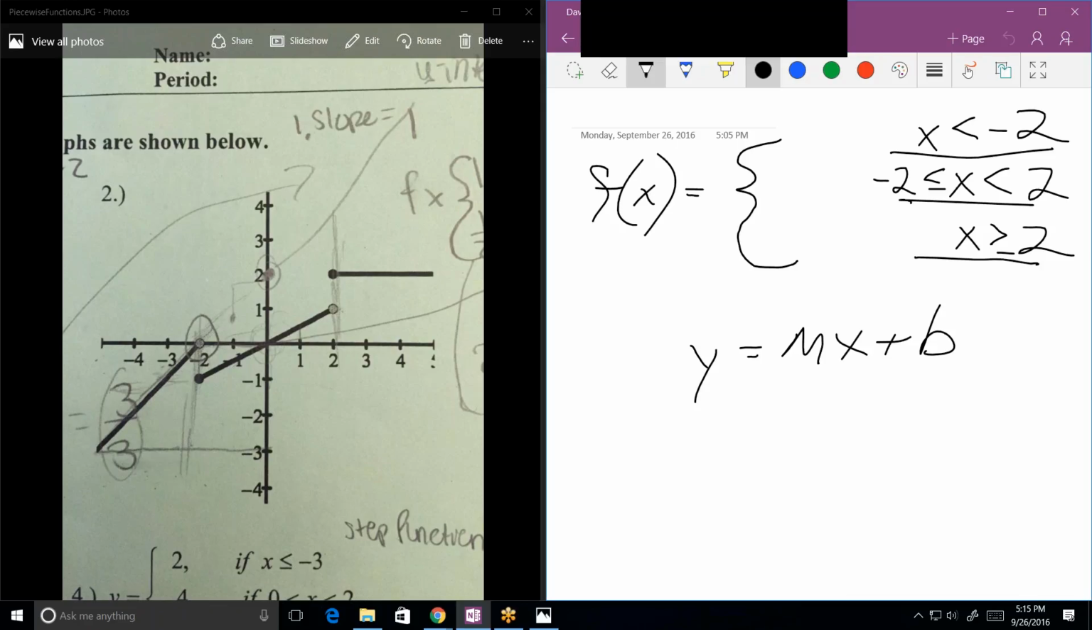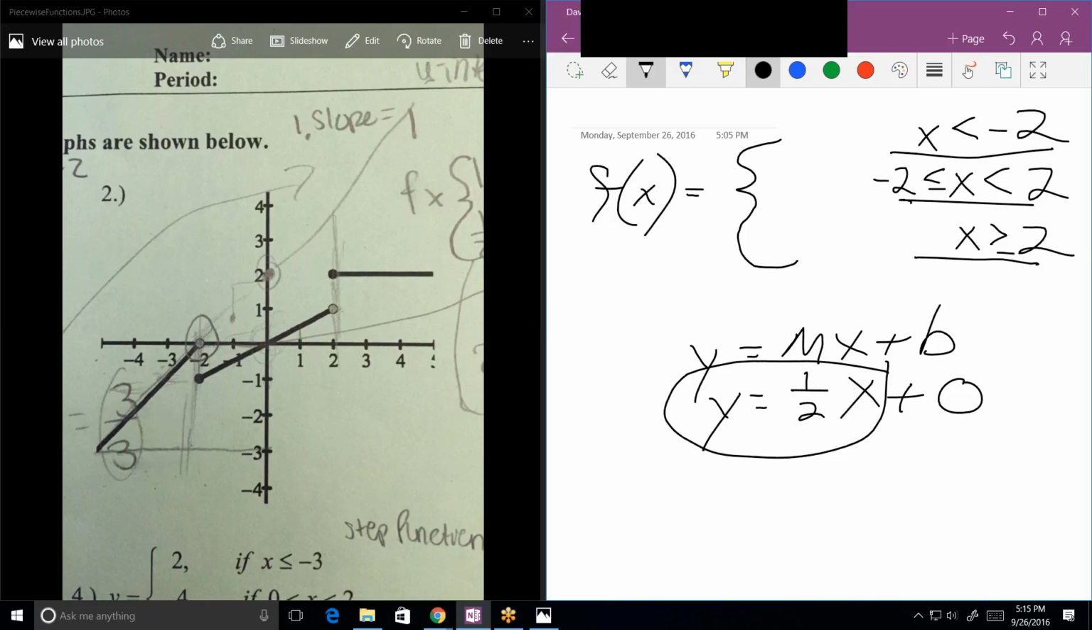B would be the y-intercept. We're doing the middle piece. Where does it cross the y-axis? At 0. Okay. What's its slope? 1/2 x. Exactly. Up 1 to the right 2. So there's our equation.